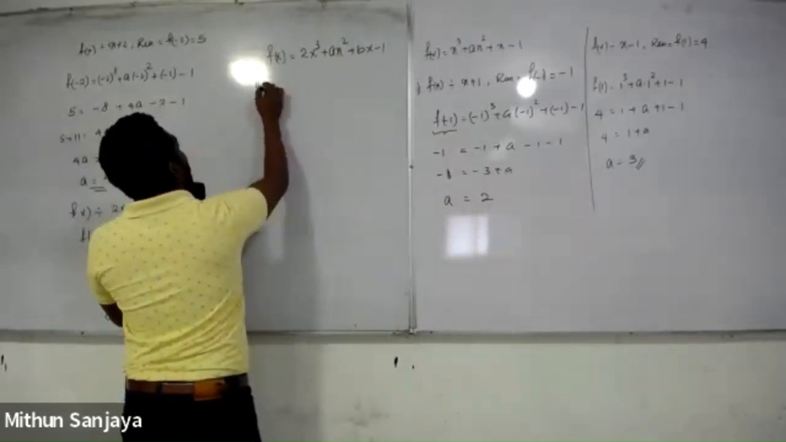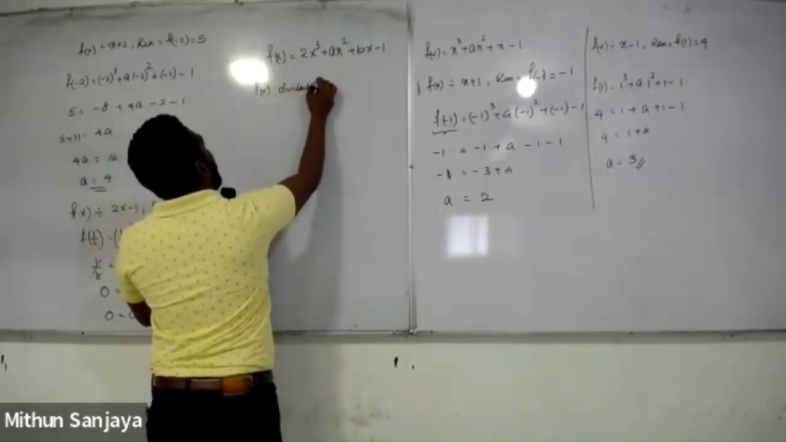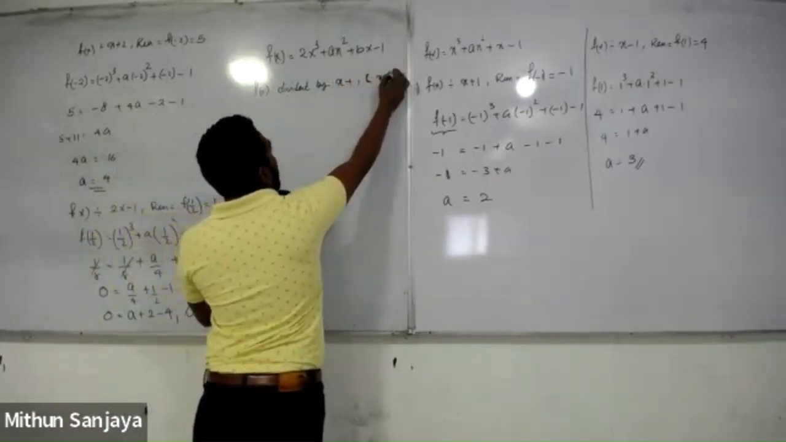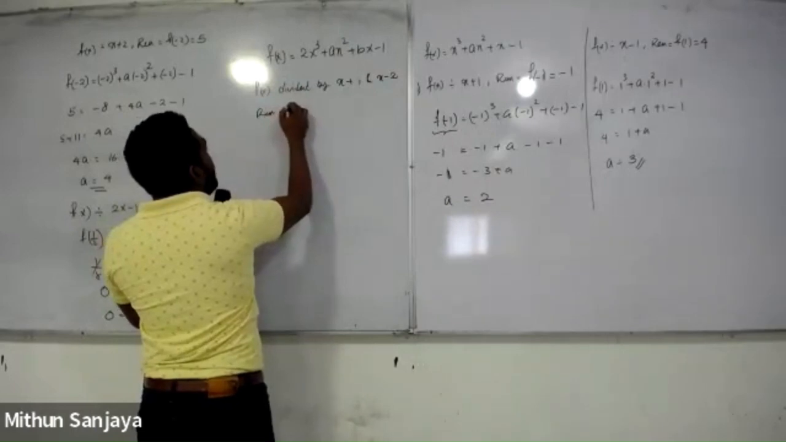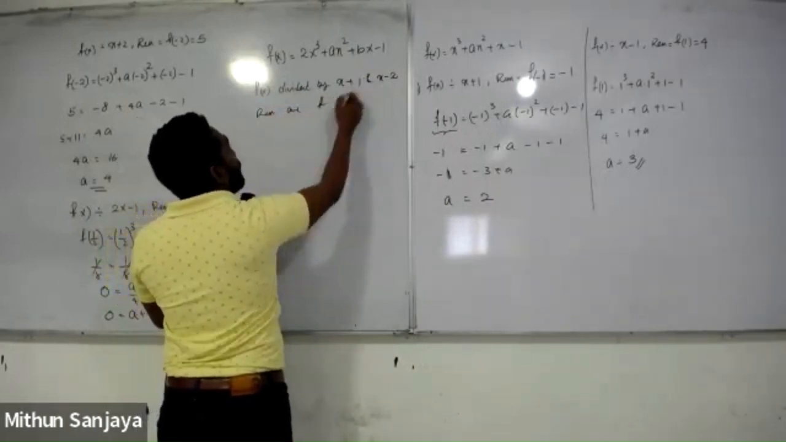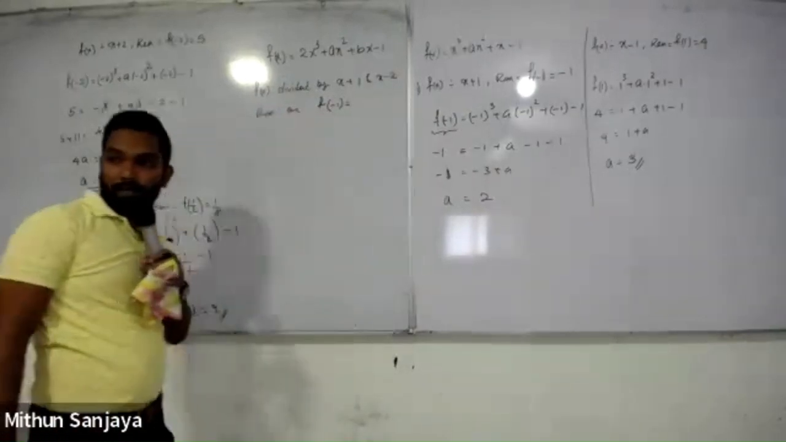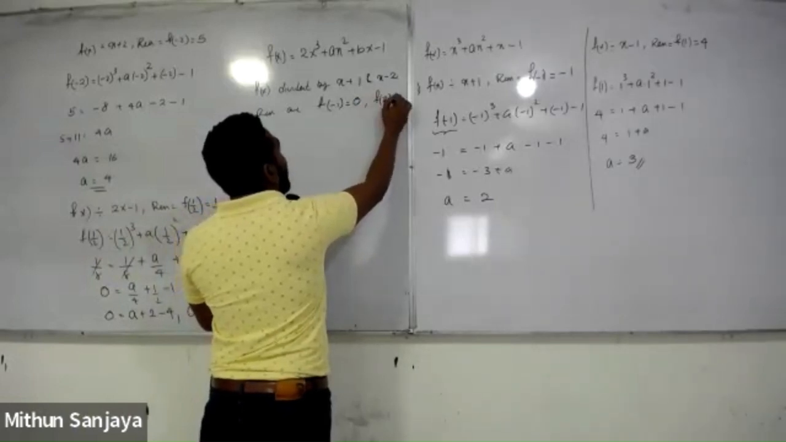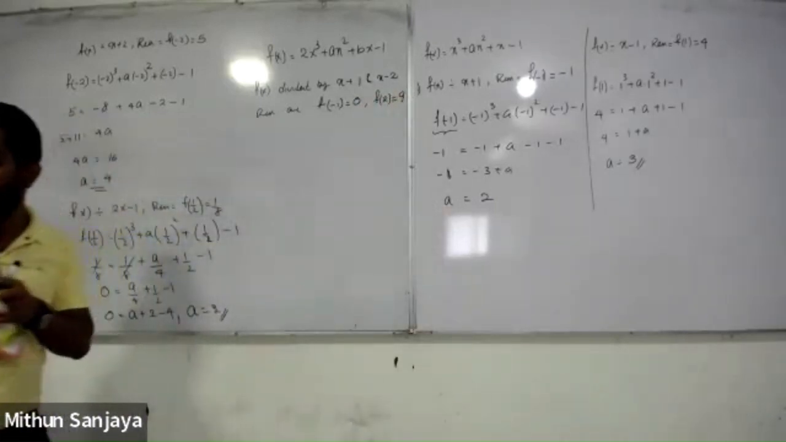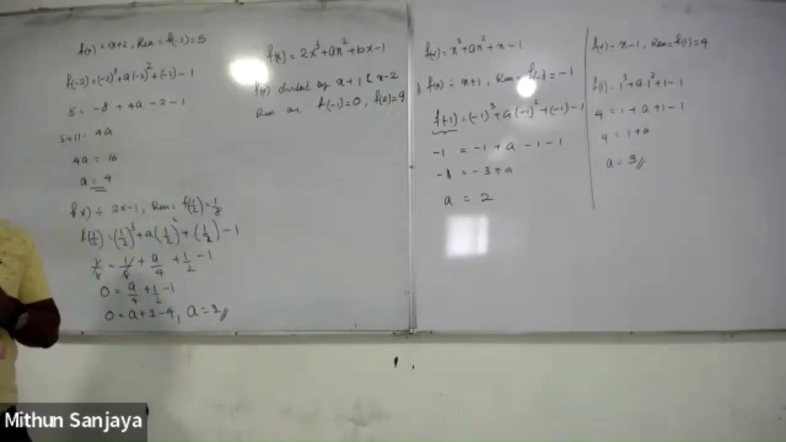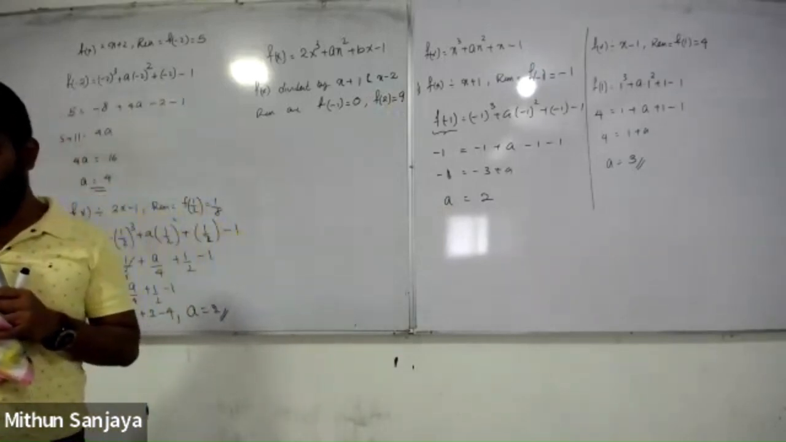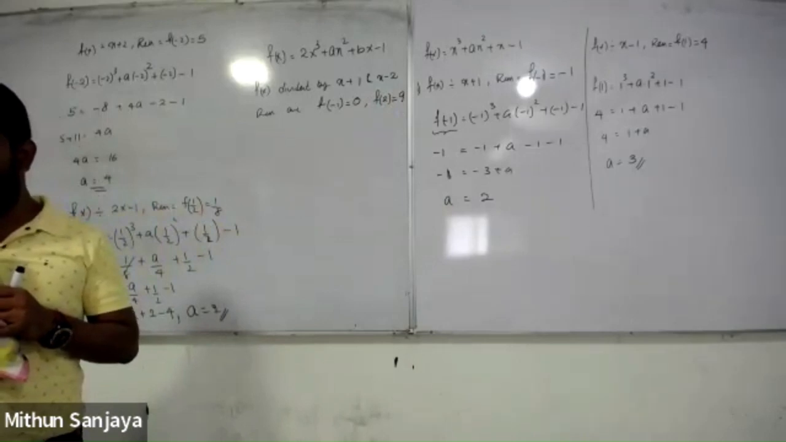We can write f(x) divided by x plus 1 and x minus 2, the remainders are f(-1) equals 0 and f(2) equals 9, and we get the two data. Now we can substitute. We have f(x) equals 2x cubed plus a x squared plus b x minus 1. For x equals minus 1 it is equal to 0.